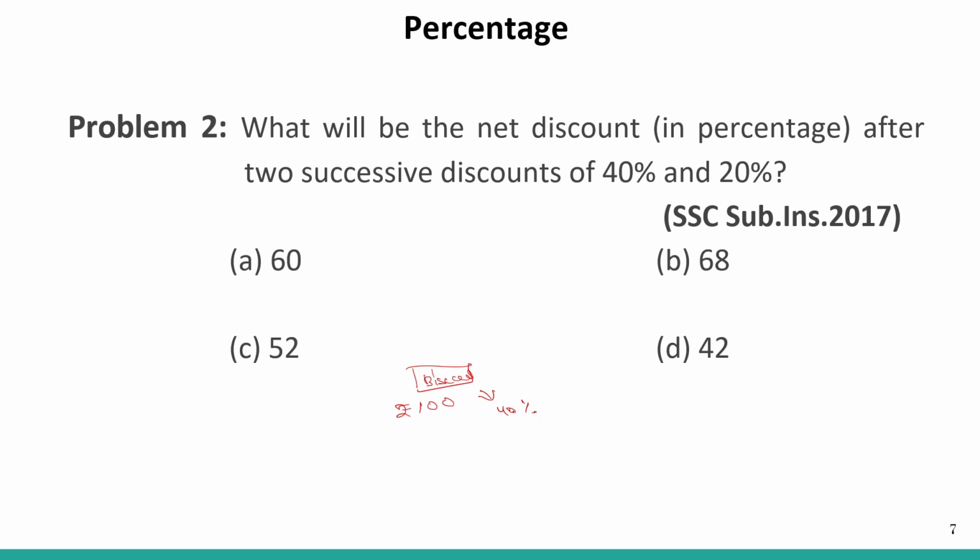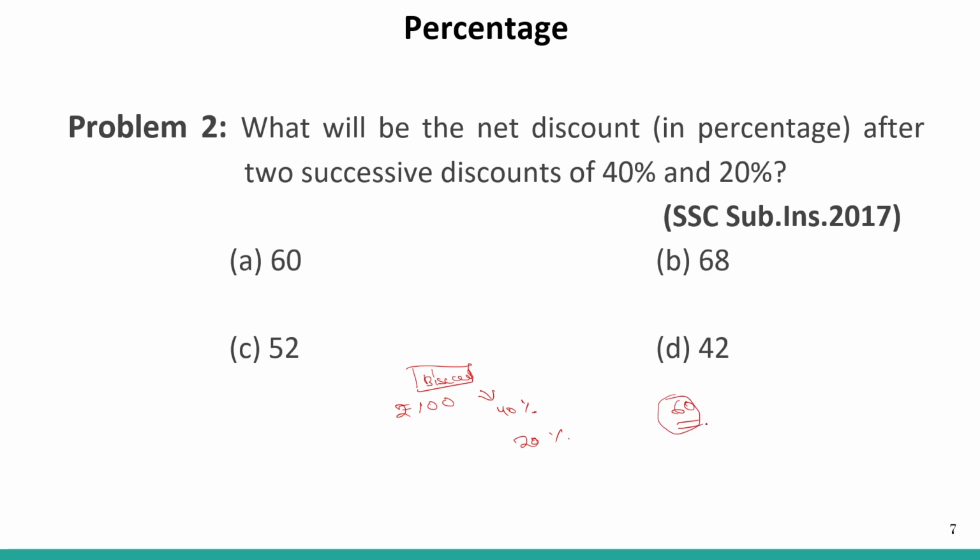Okay, and then I gave another 20% discount on the existing selling price. So after the 40% discount, what was left was 60 rupees, right? So I had 60 rupees. Then I gave a 20% discount on the remaining 60 rupees.